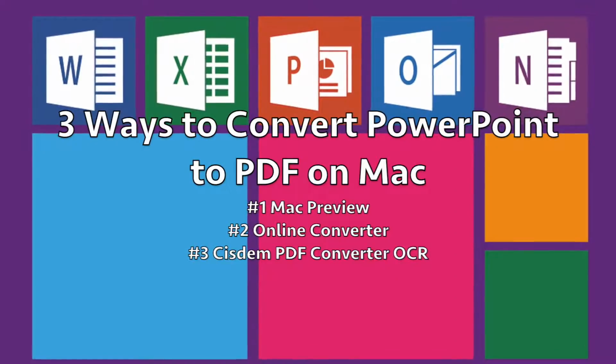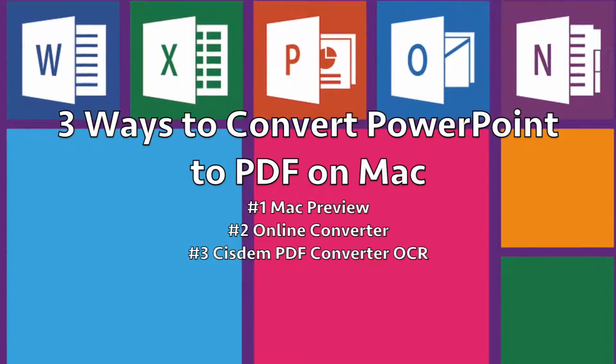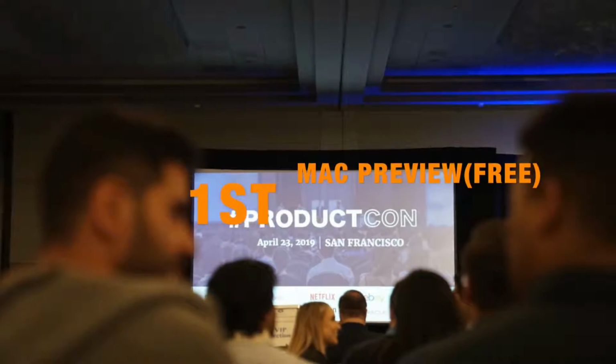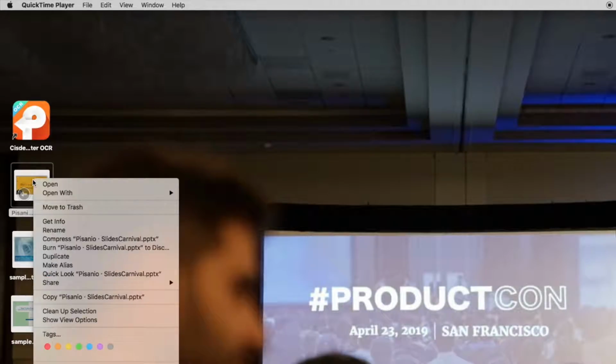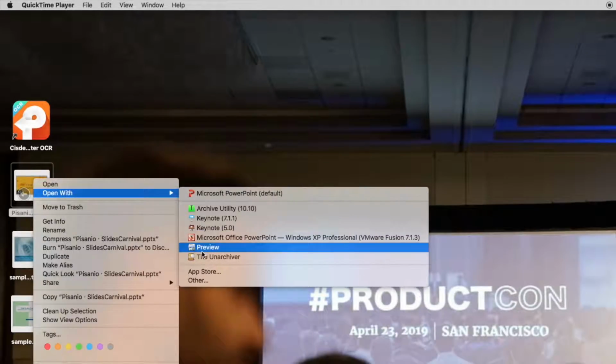There are three ways to convert a PowerPoint to PDF on Mac, online or offline. The first is using Mac Preview. Choose the PowerPoint file. Right-click to open with Preview.